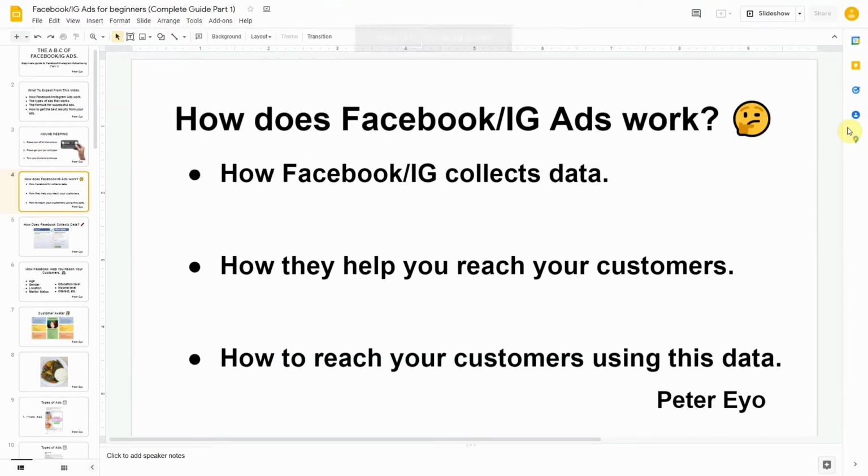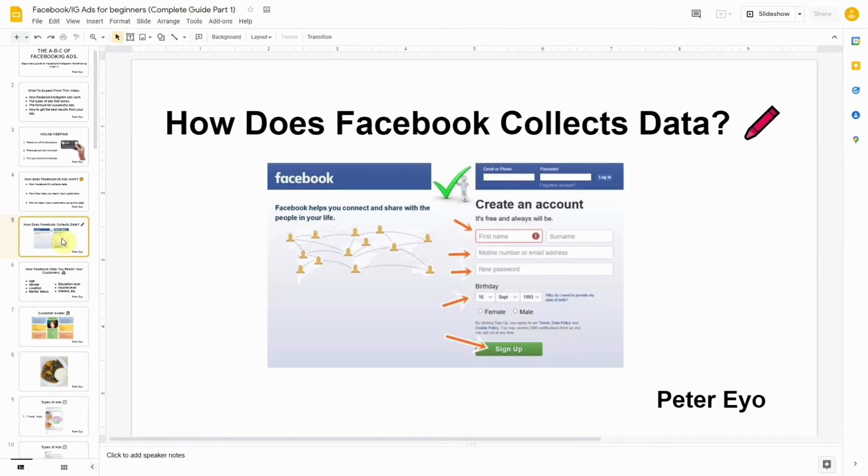So how do Facebook and Instagram ads work? Under this, we are going to look at how Facebook and Instagram collect data. I'm going to use the words Facebook and Instagram interchangeably. They are owned by the same company, Meta. So when I say Facebook, also refer to it as Instagram, although they are different things, if you're running ads, you can run on both platforms at the same time. The next thing we are going to look at is how Facebook helps you reach your customers. The last thing we are going to look at under this section is how to reach your customers using this data.